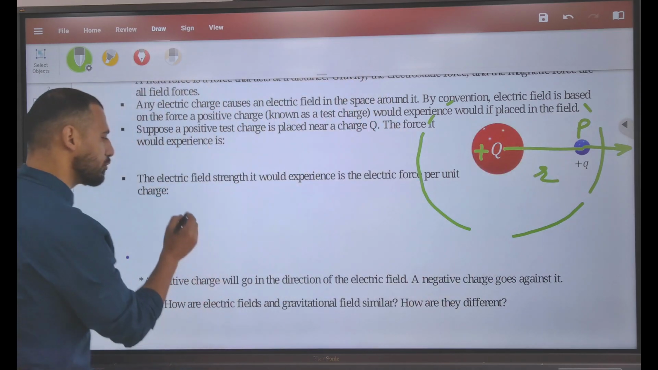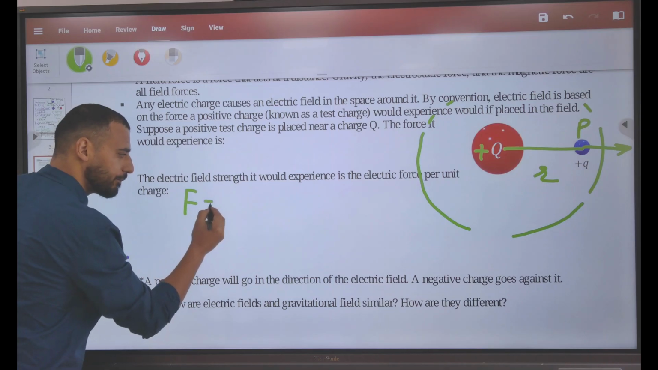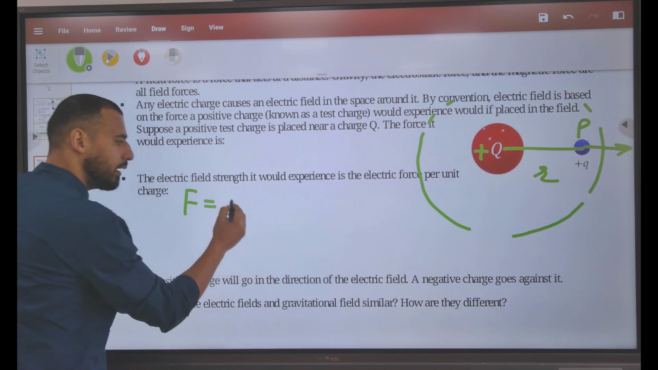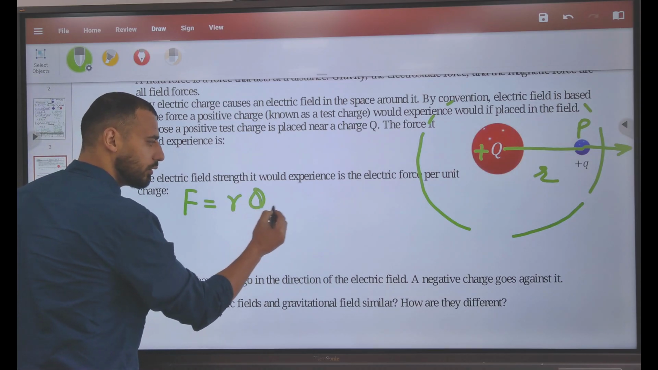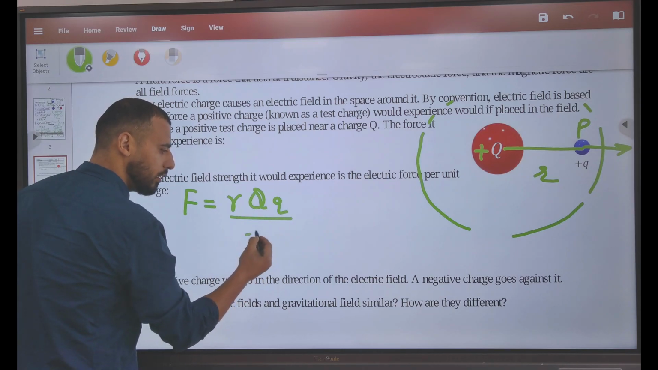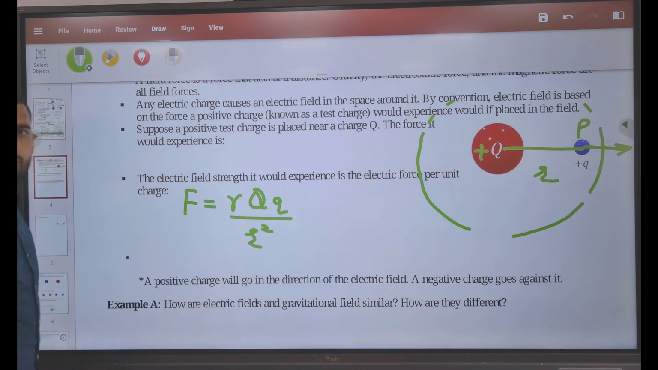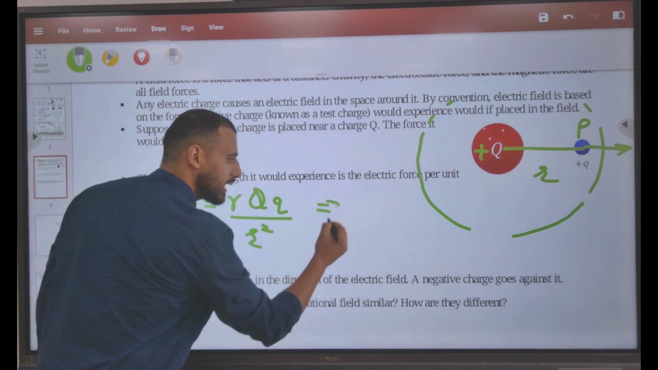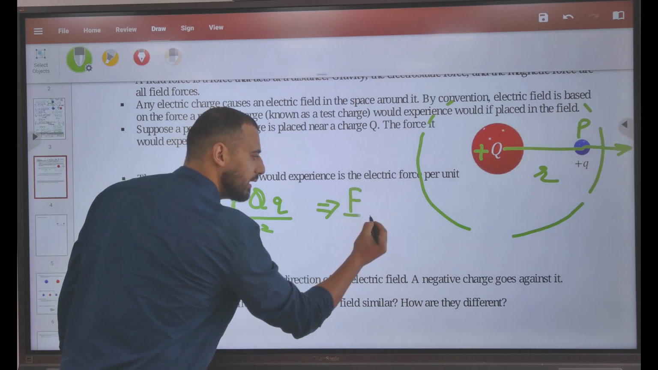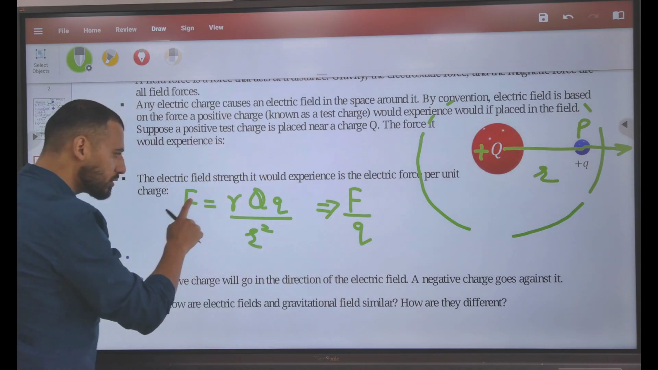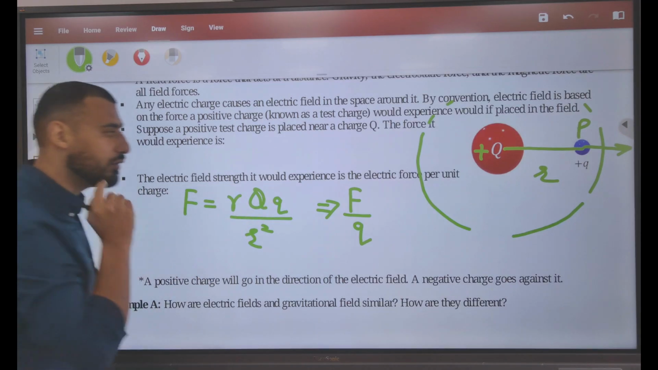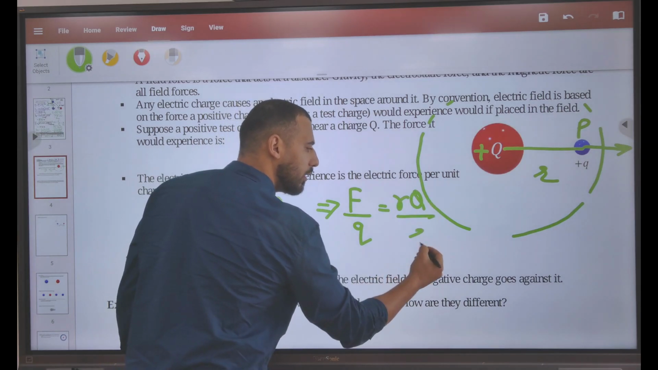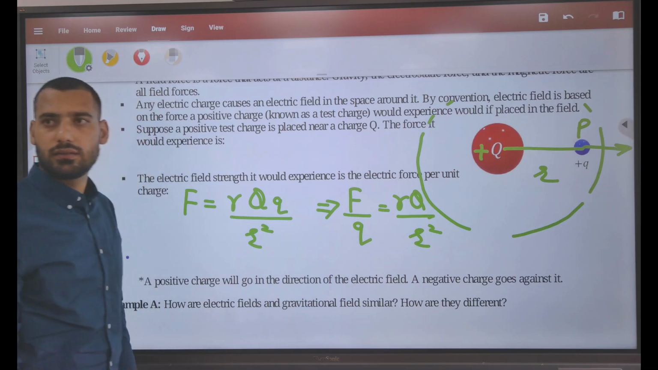Can you tell me what will be the force between the two? You know it as per Coulomb's law: it is gamma Q small q upon R squared. This is the force. But if you take force divided by small q, what will it be? Yes, gamma capital Q upon R square.